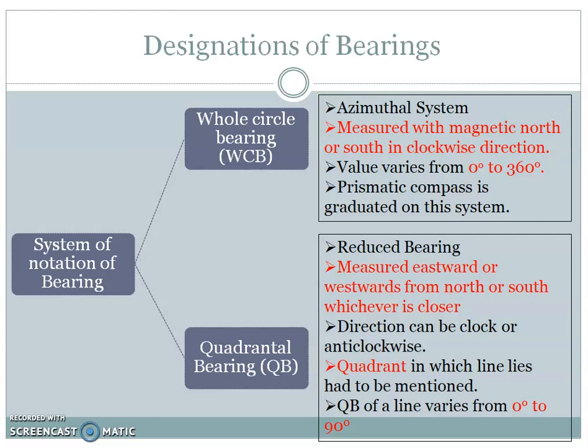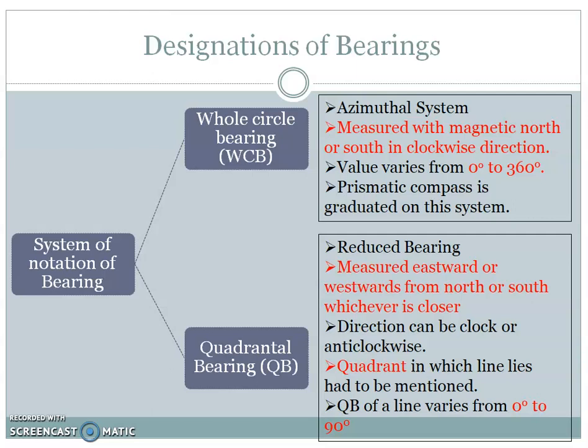Also, the value of this varies from 0 to 360 degrees. So if it starts from the north, and if you measure any angle in the entire system, it will have a value between 0 to 360 degrees. A prismatic compass is graduated on this system. So we use a prismatic compass to find out the bearing of any line with respect to north.